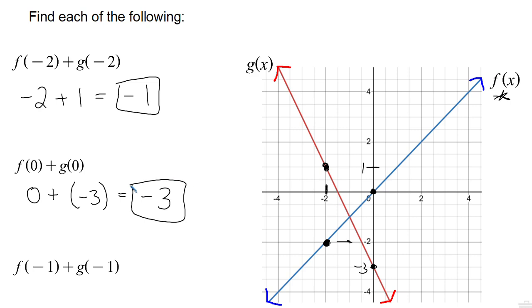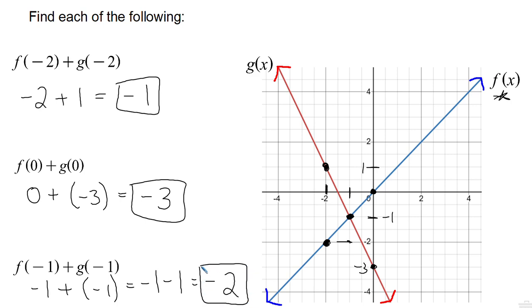And lastly, to find f of negative 1, we just go to x equals negative 1 and find the value of f of x there, which is negative 1. And then we'll add g of negative 1. Well, that actually happens to be the same point. The y value there is also negative 1. So negative 1 plus negative 1, or the same thing would be negative 1 minus 1, is negative 2.